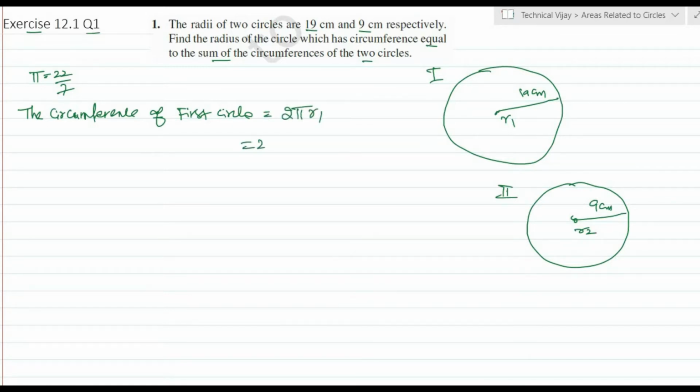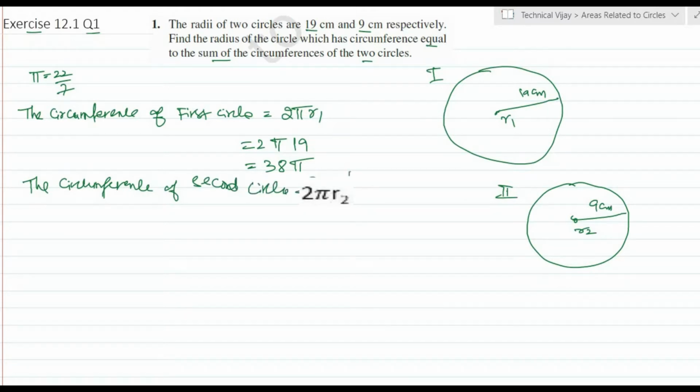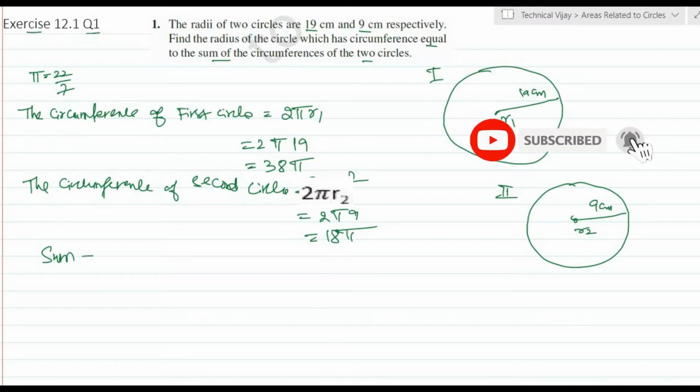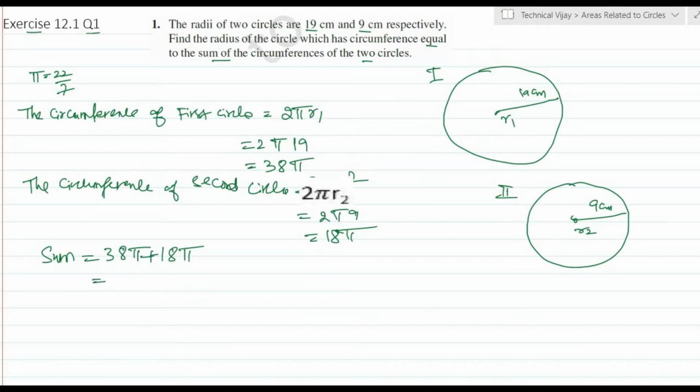So here 2 pi into R1 is nothing but 2 pi into 19, so this is equal to 38 pi. So now the circumference of the second circle is equal to 2 pi into R2. So this is equal to 2 pi into 9, which is equal to 18 pi. The sum of the circumference of the two circles is equal to 38 pi plus 18 pi. So this is equal to 56 pi.